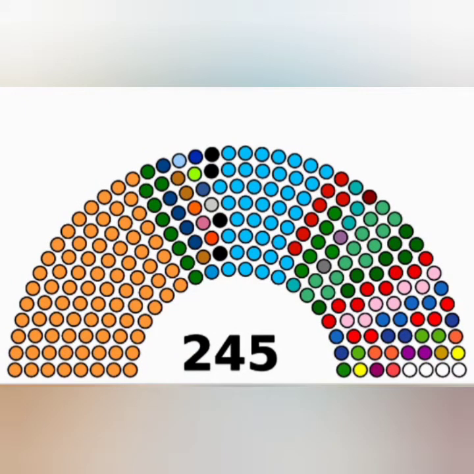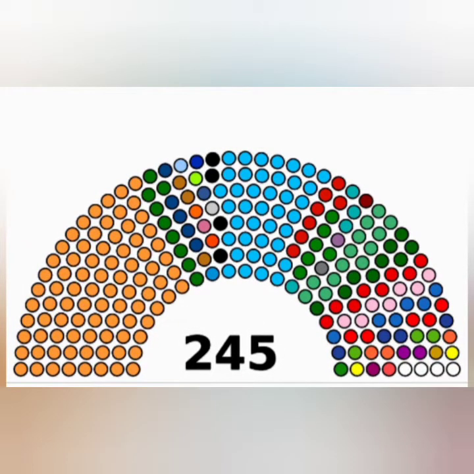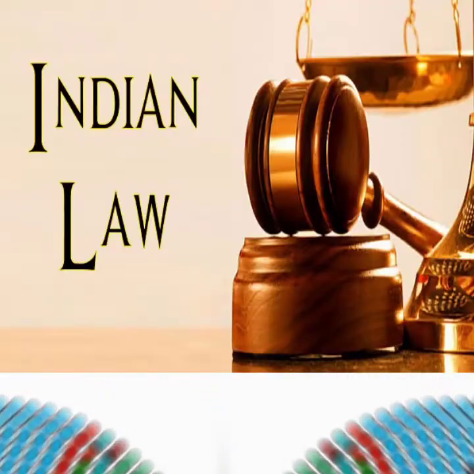There are 233 elected members plus 12 members nominated by the president. Now these members are selected on the basis of their excellence in, say, literature, science, art. Okay. And who nominates them? The president, on the basis of their excellence in their particular field. So in Lok Sabha there are 543 members plus 2 nominated. In Rajya Sabha there are 233 elected members plus 12 nominated by the president.